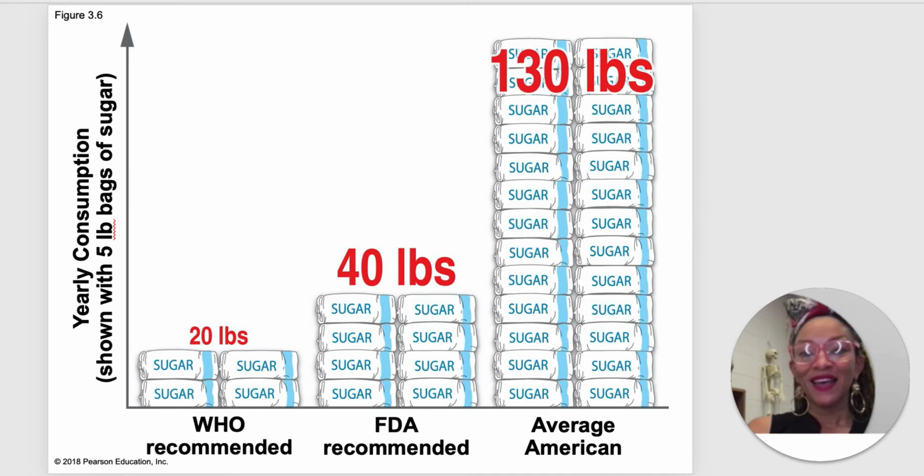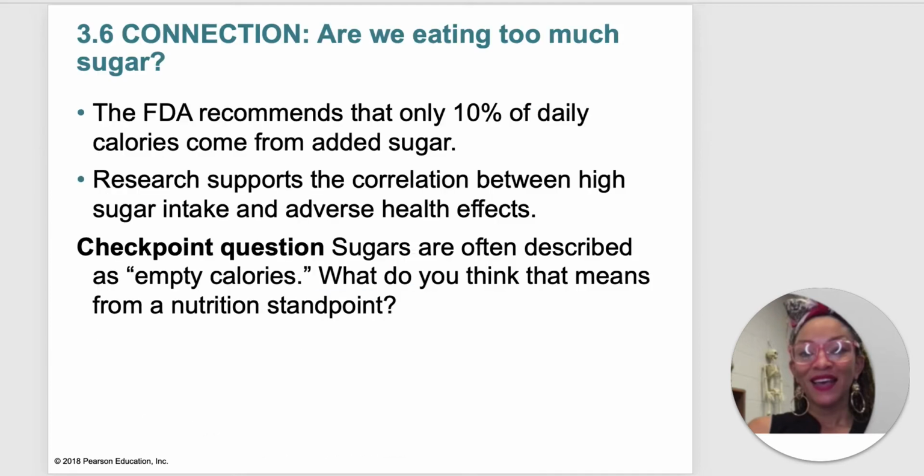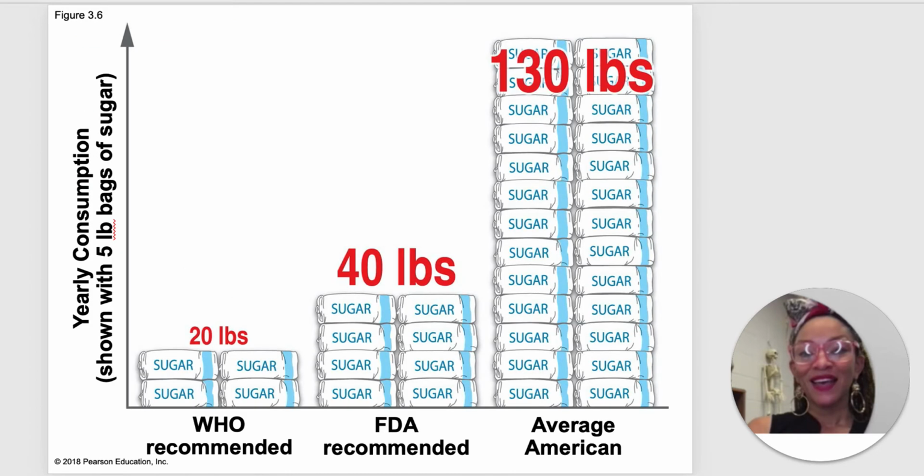And here's a little graph of the recommended amount of sugar. For a year, the WHO, which is the World Health Organization, only wants the average person to eat about 20 pounds of sugar per year. The FDA recommends about 40 pounds per year, while the average American is eating 130 pounds of sugar a year. When we have all this excess added sugar, it has a lot of adverse health effects. It causes something called systemic inflammation, which can lead to heart disease, cancer, diabetes, all that kind of stuff.